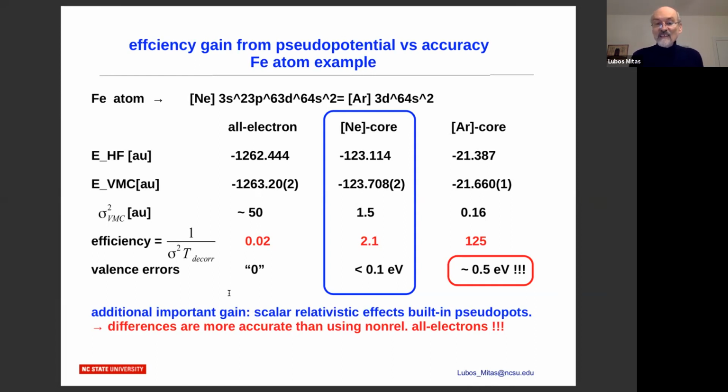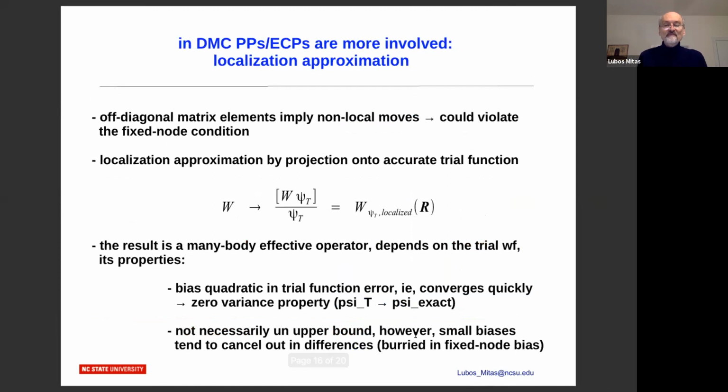And those are very easy to fold into the effective core potentials. So actually, with effective core potentials, many of the differences in the valence space will be more accurate with ECPs than using non-relativistic all electrons. Okay, now comes the difficult part.